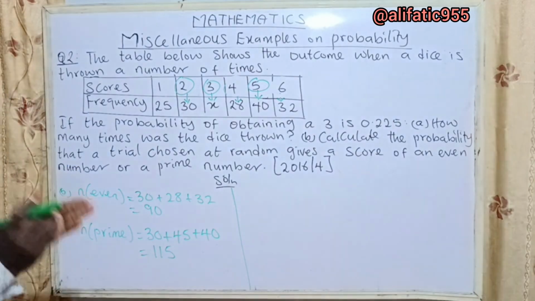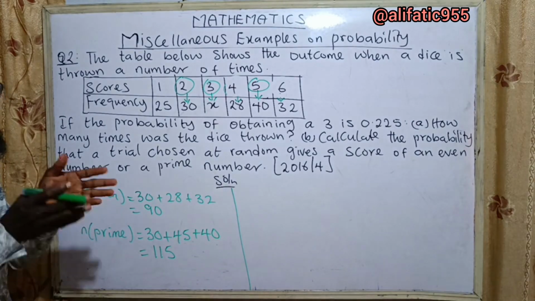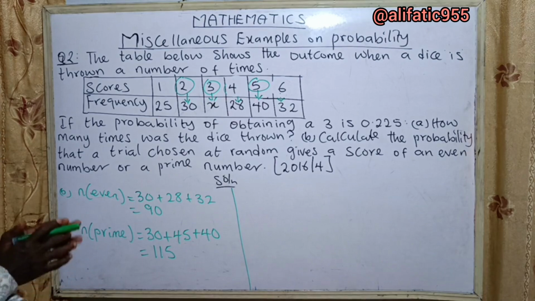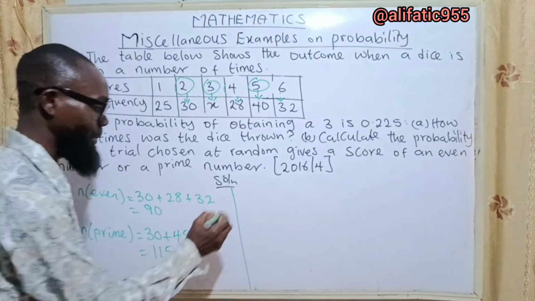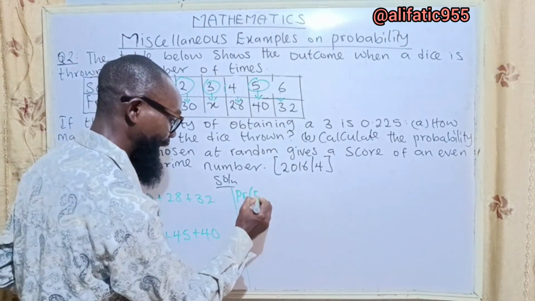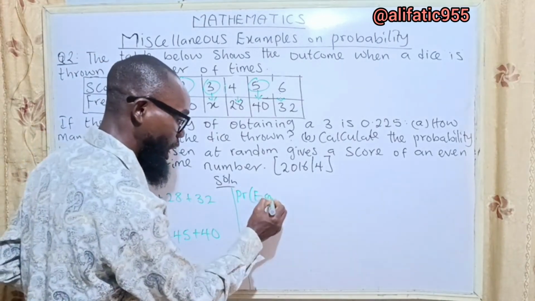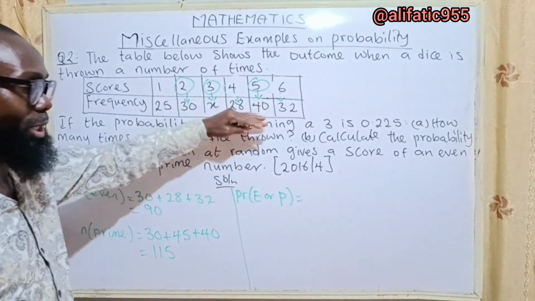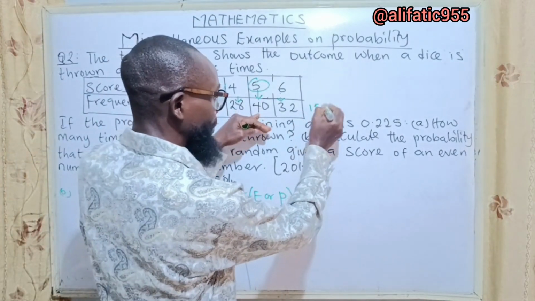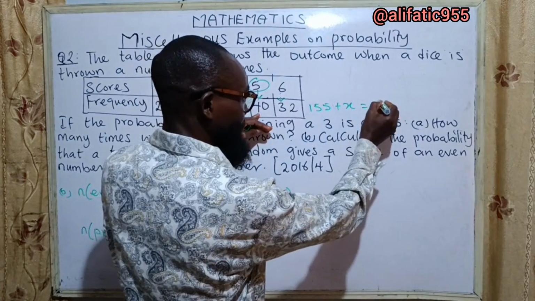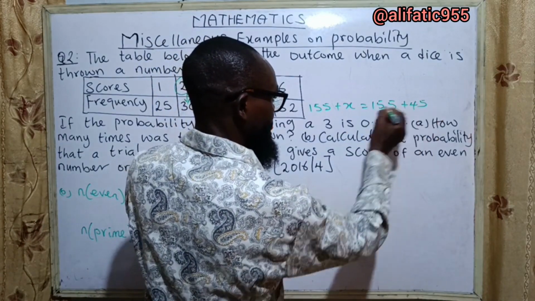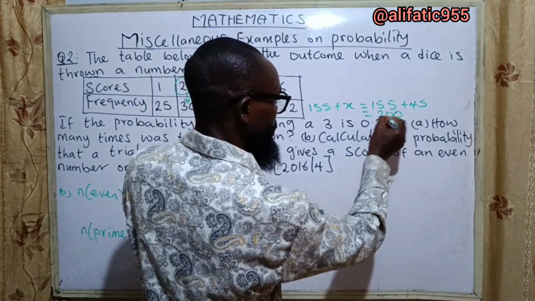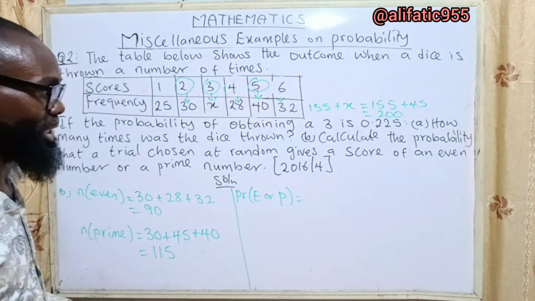Now, back to our question. Our question says we should calculate the probability that a trial chosen at random gives a score of an even number or a prime number. So the probability of even number, let me use E to represent even number, or prime number. Now don't forget, we need the total that we've gotten before. That is 155 plus x, that is 155 plus 45. So we have 200.